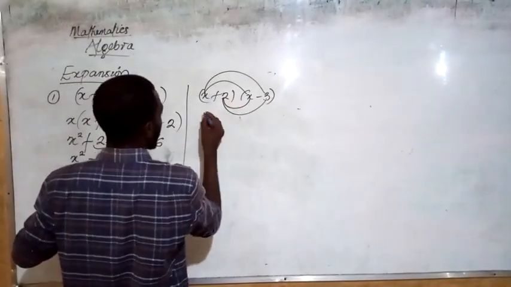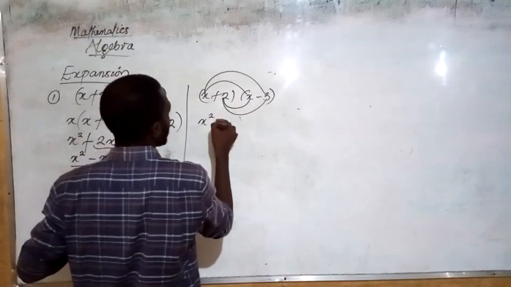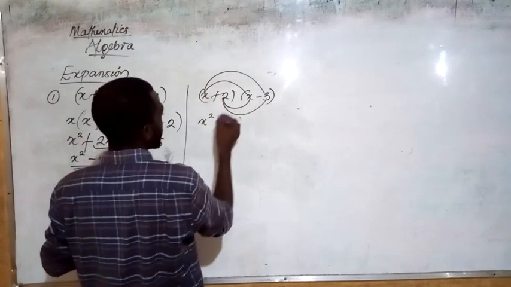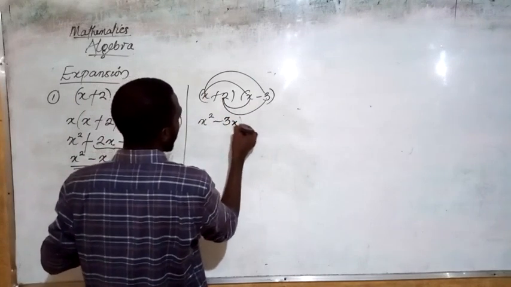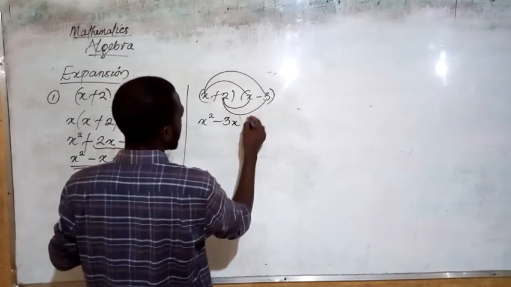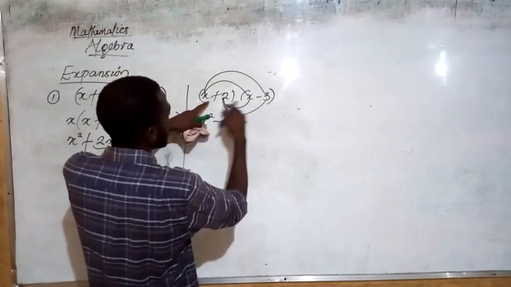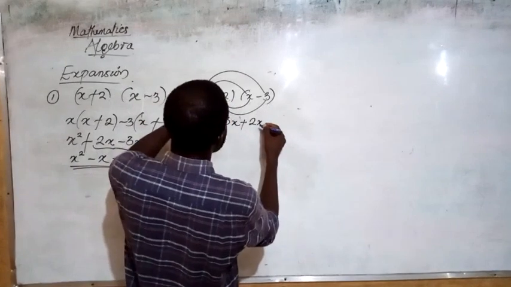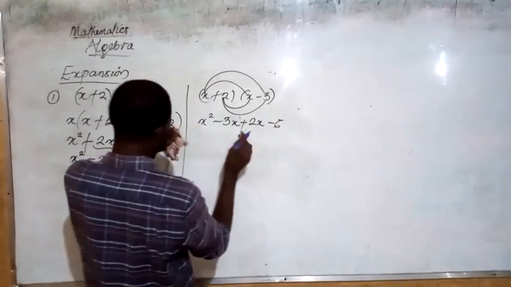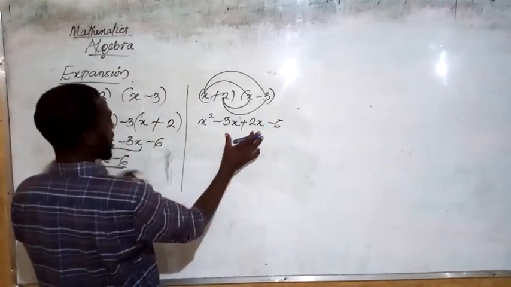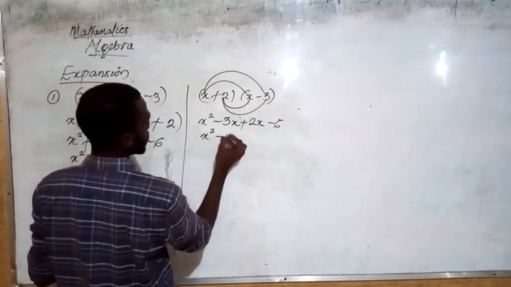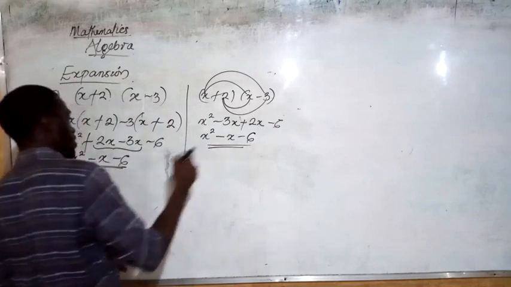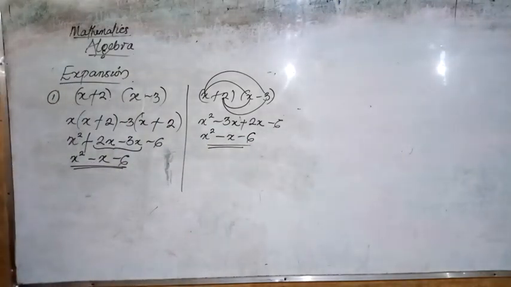Now x times x is going to be x squared. Now x has multiplied this, now it's going to multiply this. x times minus 3 is going to be minus 3x, and then you have plus 2 times x. Because you are done with this x, now you come back to this, so you're going to have plus 2x. Now you multiply this, and you have minus 6. So of course you solve this: we add minus x, and the answer is x squared minus x minus 6. You can see that we have the same answer.